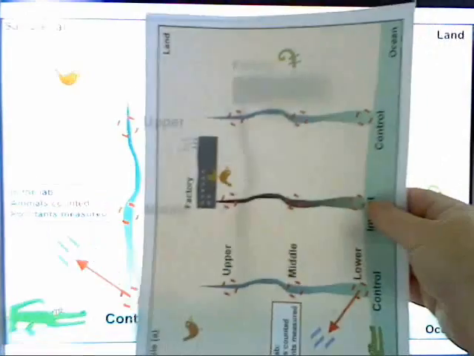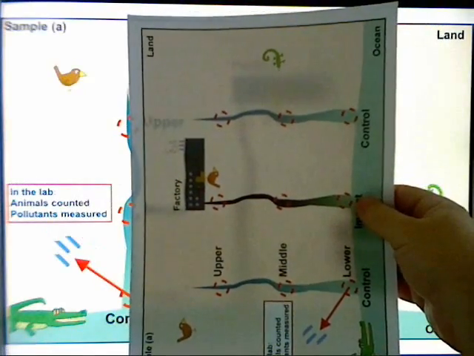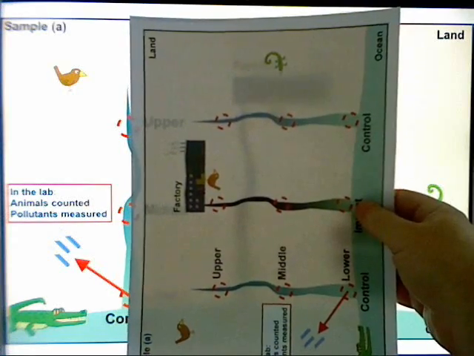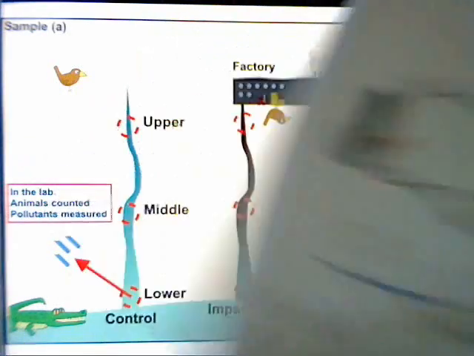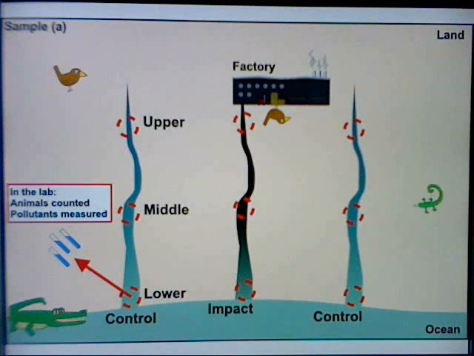Now, it would really be better to draw the design up this way, with north towards the top of the page, but I get more space if I draw it horizontally. On each of the rivers, we've got samples taken at 3 distances along the river, or 3 locations. And at each of those locations, 3 samples are collected, and from these water samples, the animals are counted in the laboratory and the levels of pollution are measured.